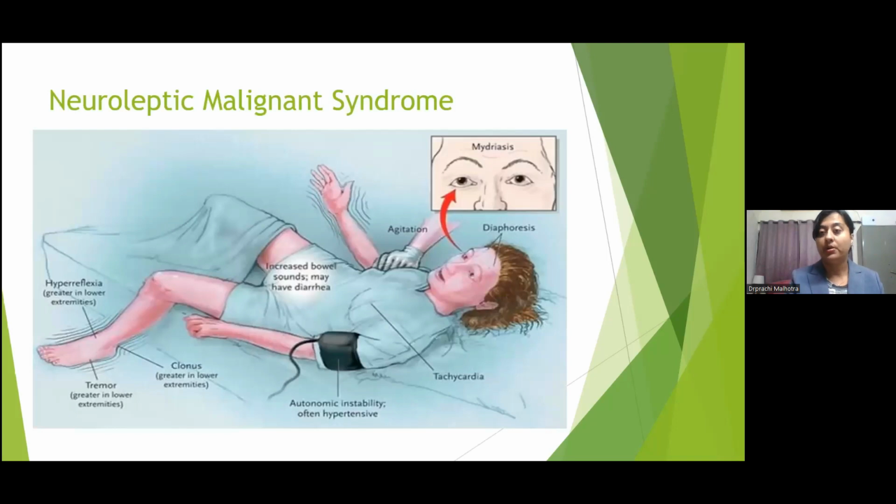Now, one more important thing in antipsychotic overdose is the development of neuroleptic malignant syndrome. This is the typical feature of a patient who comes to the emergency department with neuroleptic malignant syndrome. So what will the patient have? The patient will have mydriasis, diaphoresis, and will be extremely agitated. There will be tachycardia, autonomic instability, clonus, tremor, hyperreflexia, and increased bowel sounds. They can also have diarrhea. So this is a typical feature of a neuroleptic malignant syndrome patient.